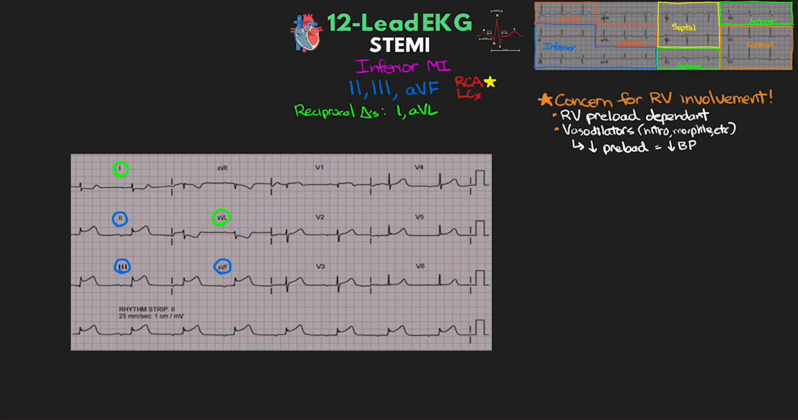So if you do identify an inferior STEMI, before you consider giving nitro for chest pain, you really should get a right-sided 12-lead EKG. To do this, it's pretty simple.